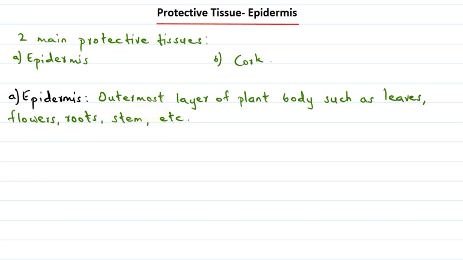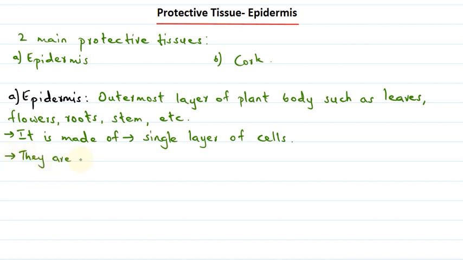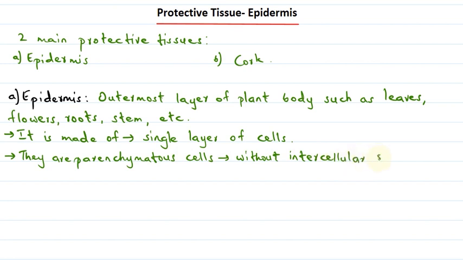the epidermis. So generally this epidermis is made of a single layer of cells. Okay, so the cells are closely packed parenchymatous cells without intercellular spaces. That is, the cells are very closely arranged next to one another.